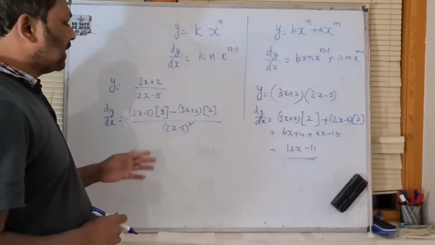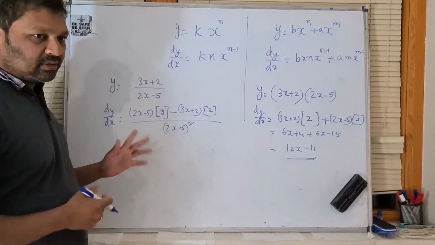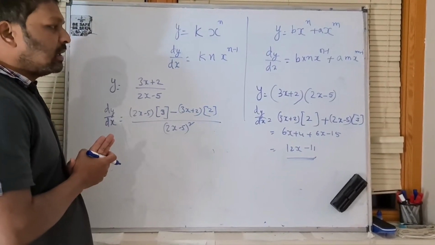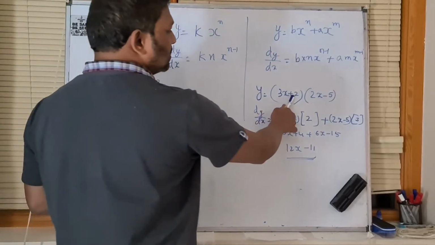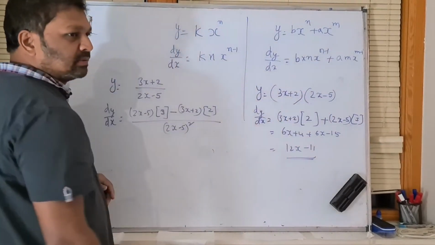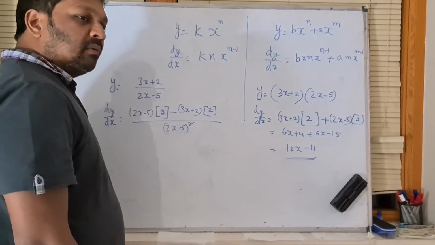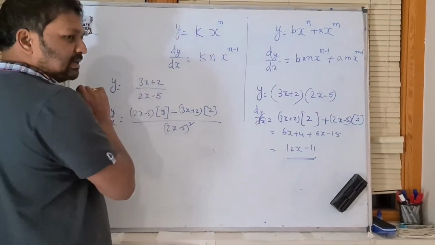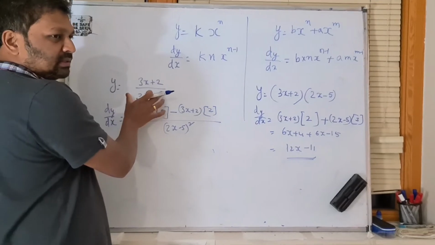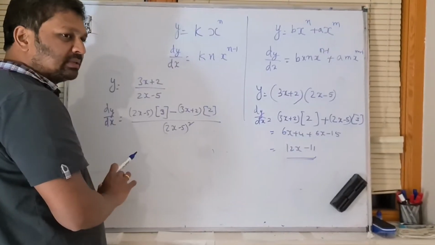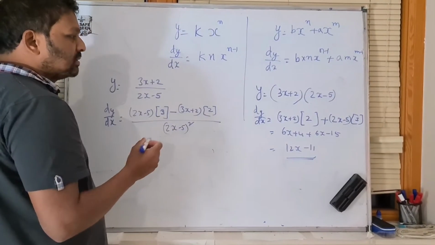So you simplify it. You know how to simplify it. You simplify it, you'll get the answer. So this is the multiplication of two functions. This is the division of two functions each having x in it. This you can consider one function having an x, and this one you consider as another function. Let's also take another example.